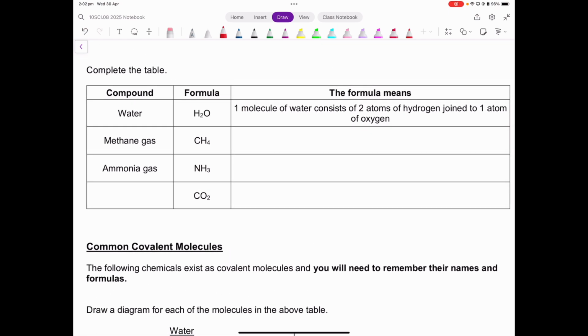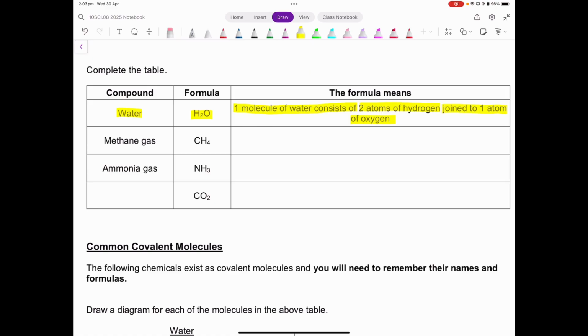Okay? So these are all covalent because they are missing what from their formula? What do none of them have in their formula? Covalent is non-metal and non-metal. So what are we missing in all of these covalent molecules? A metal. There's no metal, right? So if we look at our first example, it's already done for you. We have water. The formula for water is H2O. And H2O, if we were to break it down, 1 molecule of water, or H2O, consists of 2 atoms of hydrogen joined to 1 atom of oxygen.